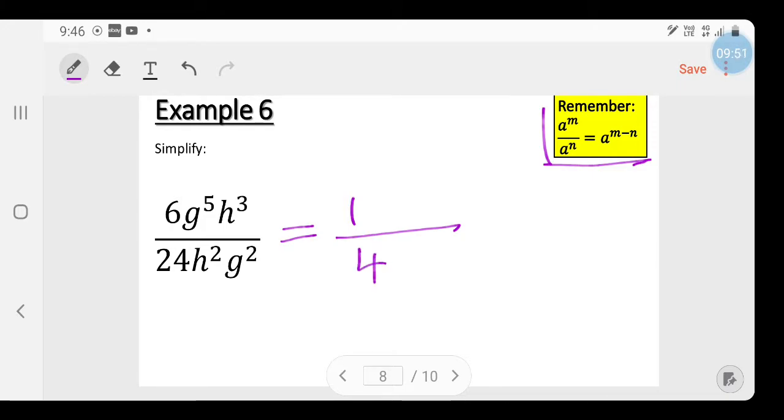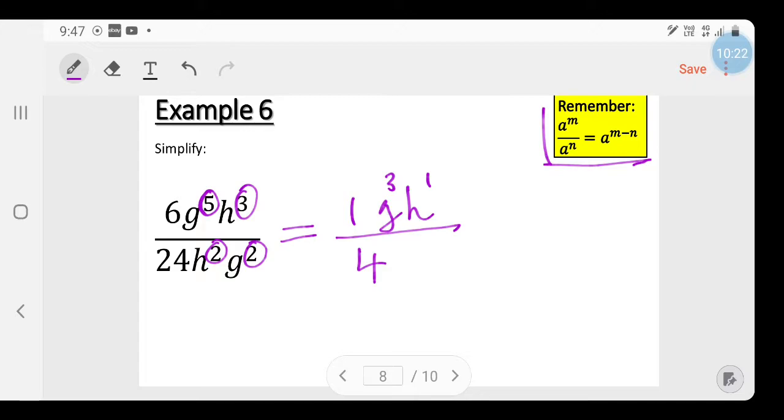All right, now I've got g's and h's going on. So I'm going to put a g and an h here. For the g's, I have in the numerator a power of 5 and in the denominator a power of 2. 5 minus 2 is 3. And for the h's, in the numerator I have a 3 as its power, and in the denominator I have a 2 as the power. 3 minus 2 is 1.